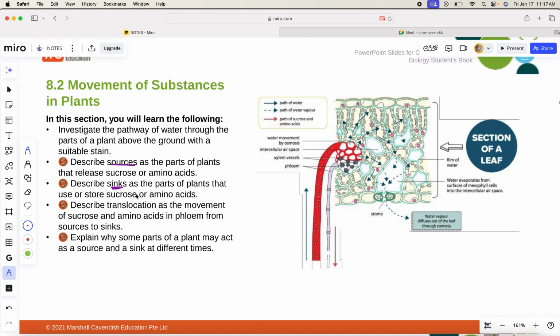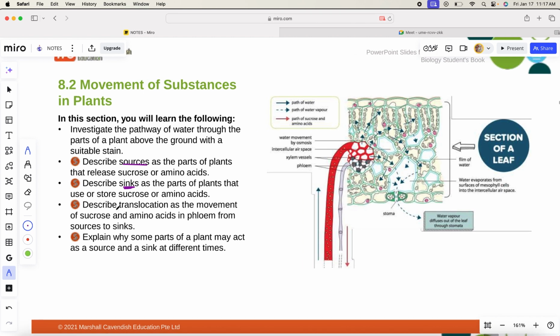Is that okay? We're going to learn about that. Describe translocation. We're going to describe this section. We should know the meaning of translocation. In this section, we should know the next section. We're going to learn transpiration.